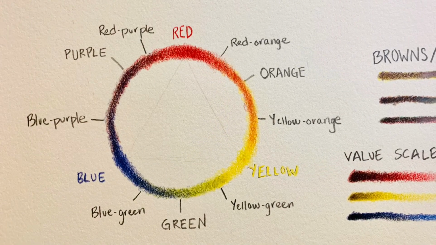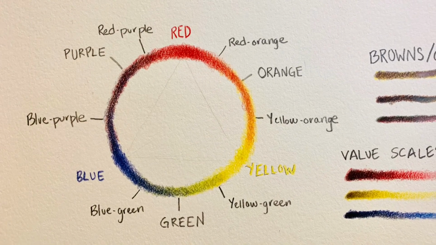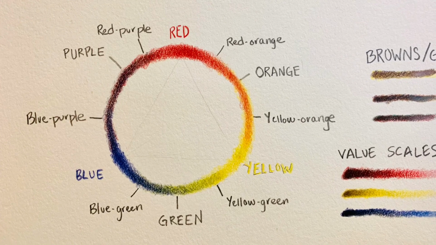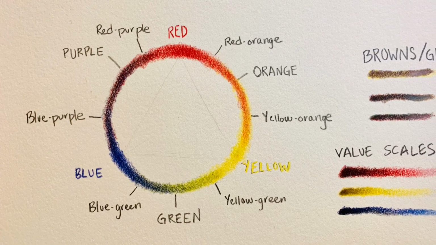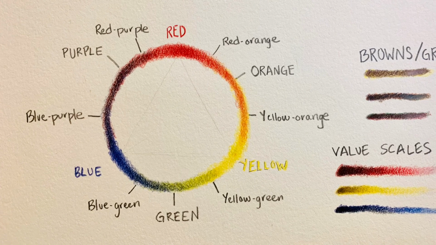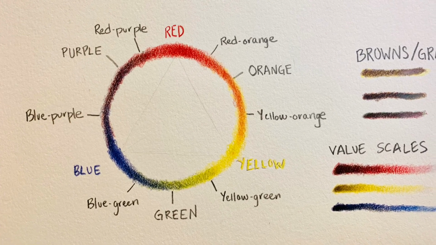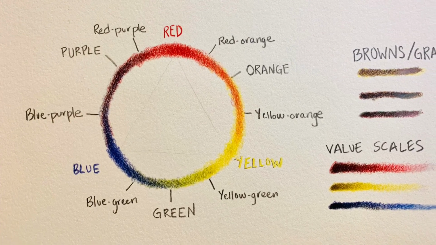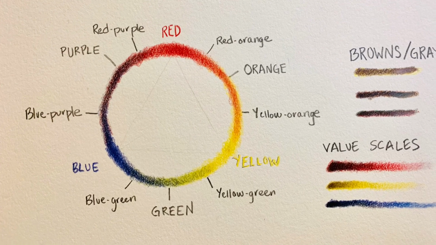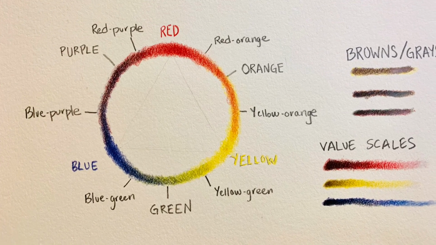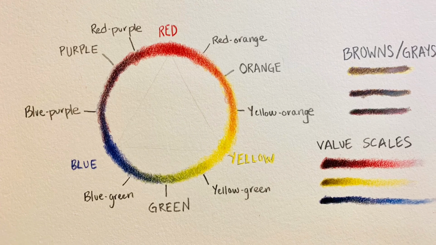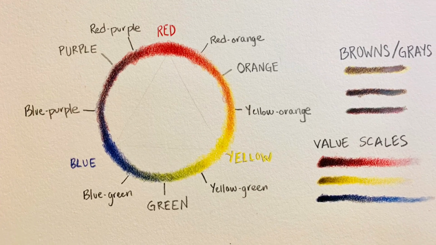So today you need to color in a color wheel that has your primary, secondary, and tertiary colors labeled. You need to create 3 browns using the complementary colors and then grays by adding in white on the right 1/3 of each one of those brown lines. Then you need to have value scales for your red, yellow, and blue colored pencil.